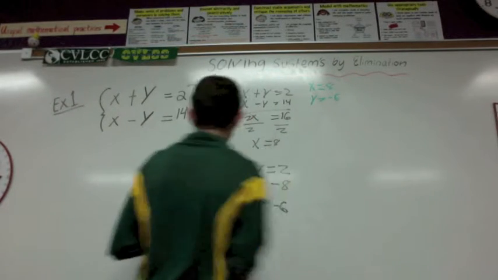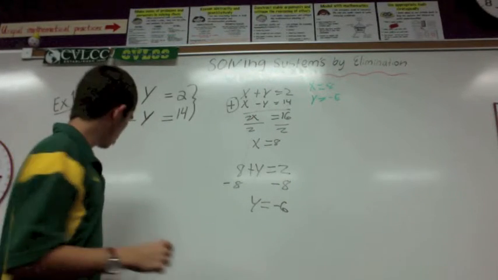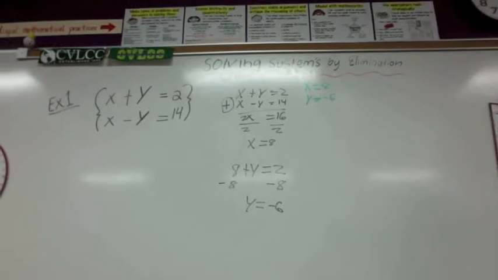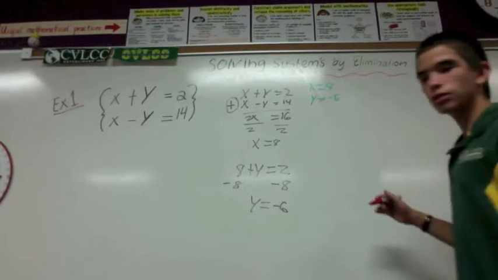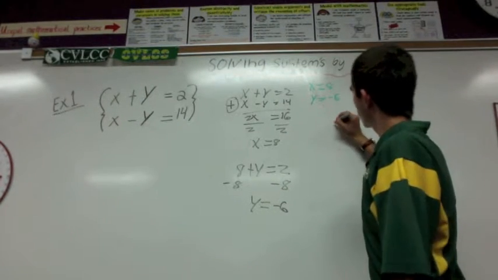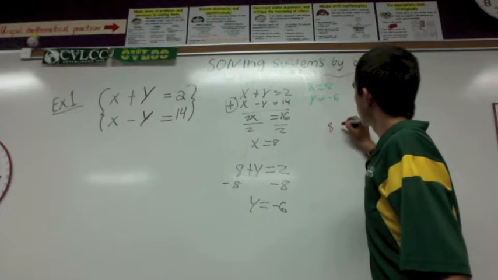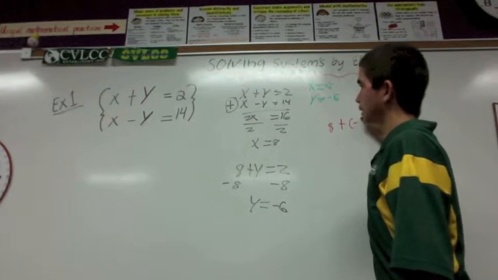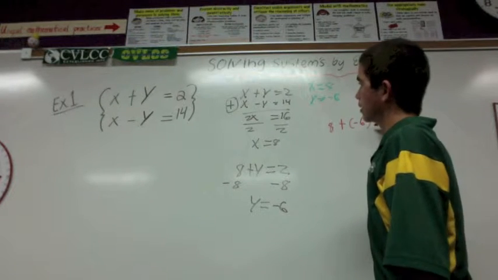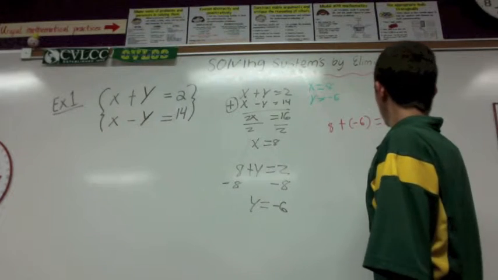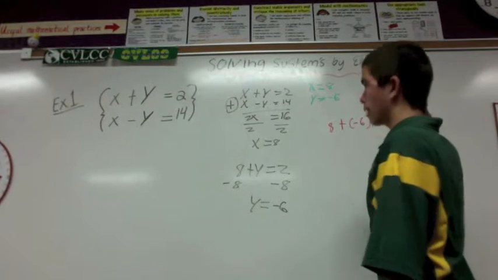because I have negative 6. So now that we have solved the problem, we have to go back and check it to make sure that both of these are the right answers. So now we go back to our original problem and plug these in. 8 plus, minus negative 6 equals 2. So what this equals is 2. So that one's right.